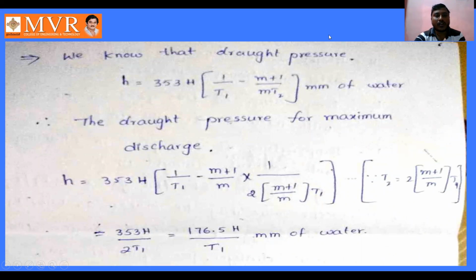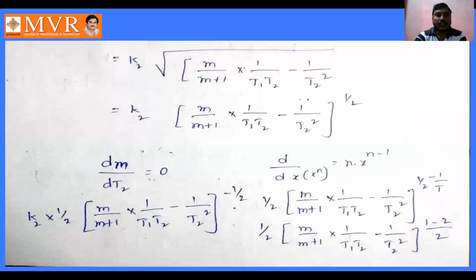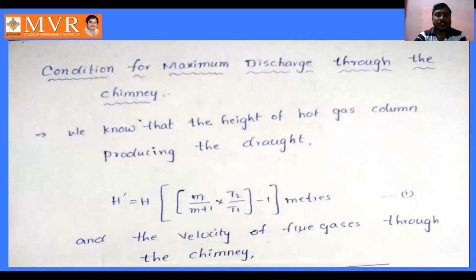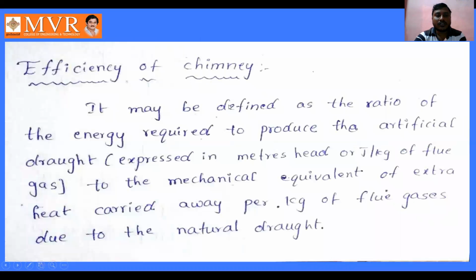This is how we have got it: when substituting the value of T2 in the height of the chimney equation, we have got the height of draft equal to 176.5 H by T2 mm of water. This is the condition for maximum discharge through the chimney. We have got the equation here.